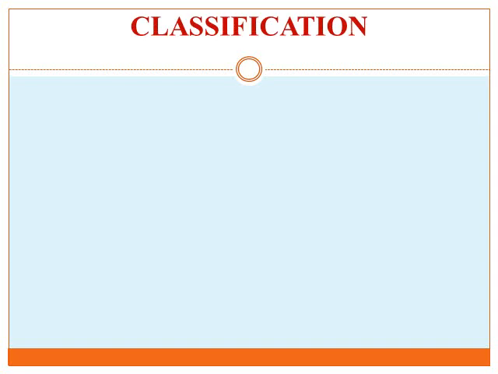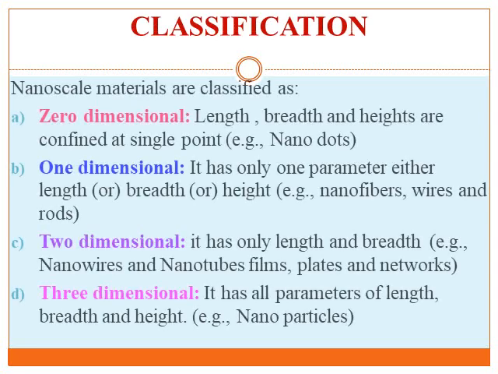Now when you look into the classification, nanomaterials are classified into four different categories. The first category is zero-dimensional materials. When materials are made into nanoscale, you will have a length, a breadth, and a height. In zero-dimensional materials, the length, breadth, and height are confined at a single point. That means a dot, a quantum dot.